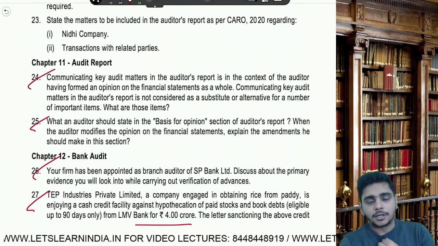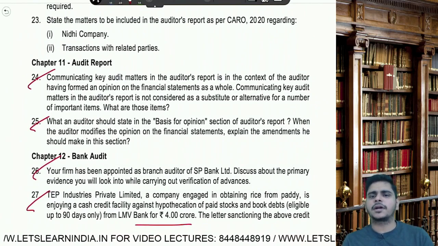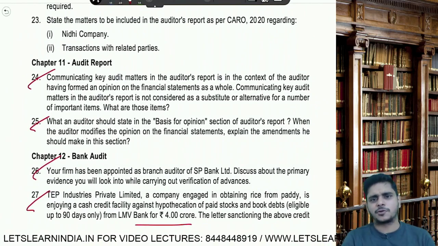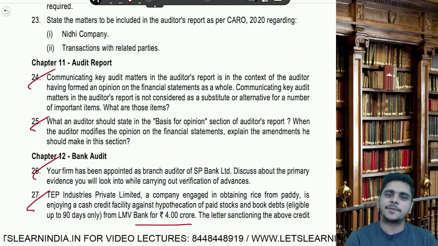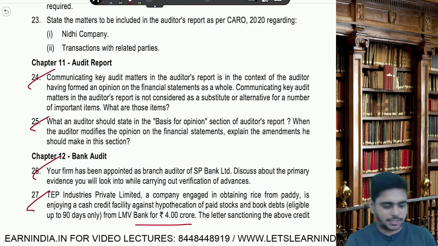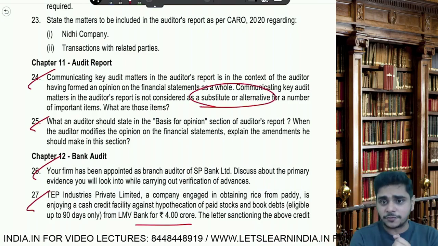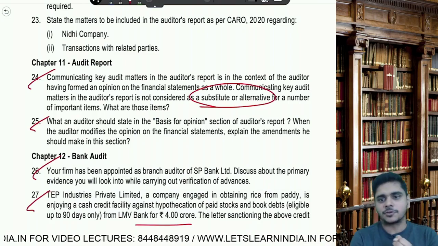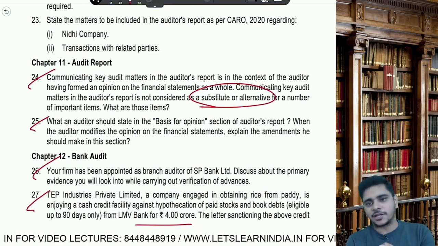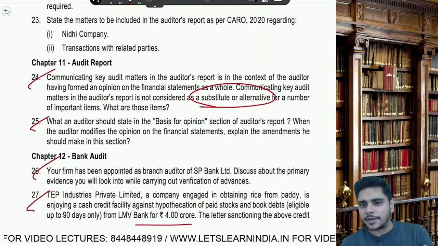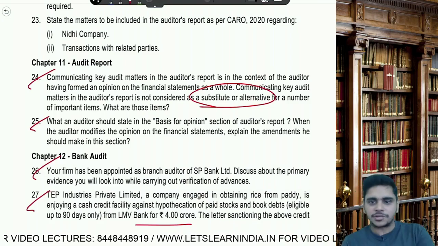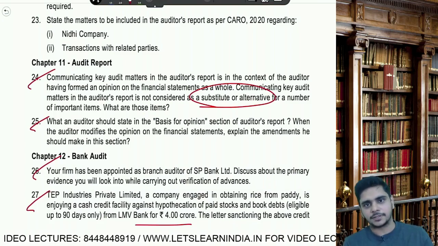24. Communicating a key audit matter in the report is in the context of the auditor having formed an opinion on the FS as well. Communicating CAM is not considered a substitute for a number of important items. What are those items? It is not a substitute for going concern, not a substitute for disclosure in FS, not a substitute for modification, and is not an opinion on individual matters. If you remember the 4 points. Model question, no new change, no new answer.